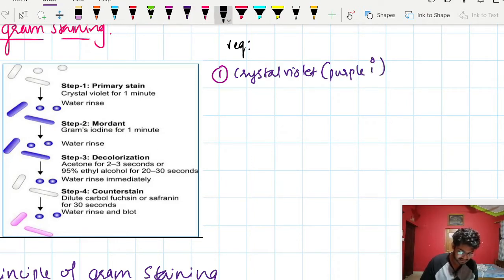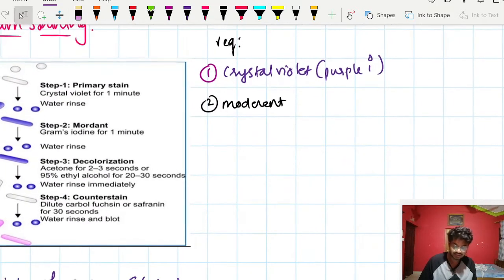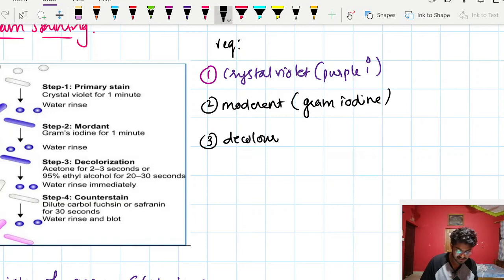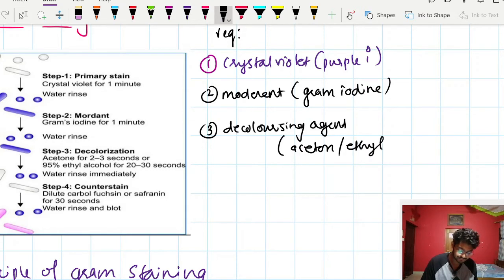Then the second requirement is our mordant. A mordant is a substance which is used to fix the primary color inside the cell. The mordant here we use is gram iodine. Then there is our decolorizer. The decolorizer is used to decolorize the primary stain from gram negative bacteria. The decolorizing agent here we use is either acetone or ethyl alcohol.